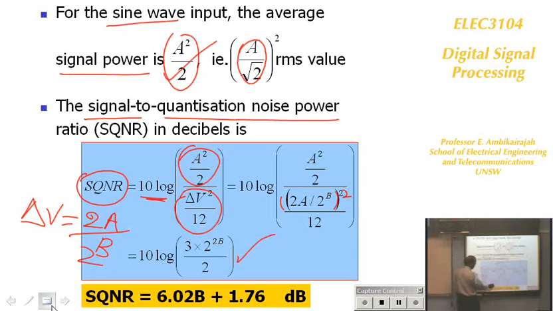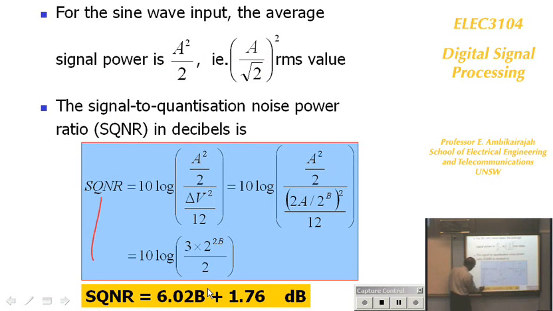And this can be simplified. If you simplify this, you get the signal to quantization noise ratio equal to 6.02 times the number of bits plus 1.76 in dB. This is already converted to dB; it is the power ratio converted with 10 log. If you have a problem on how to do this, you can ask in the tutorial class, but this is the equation you get.